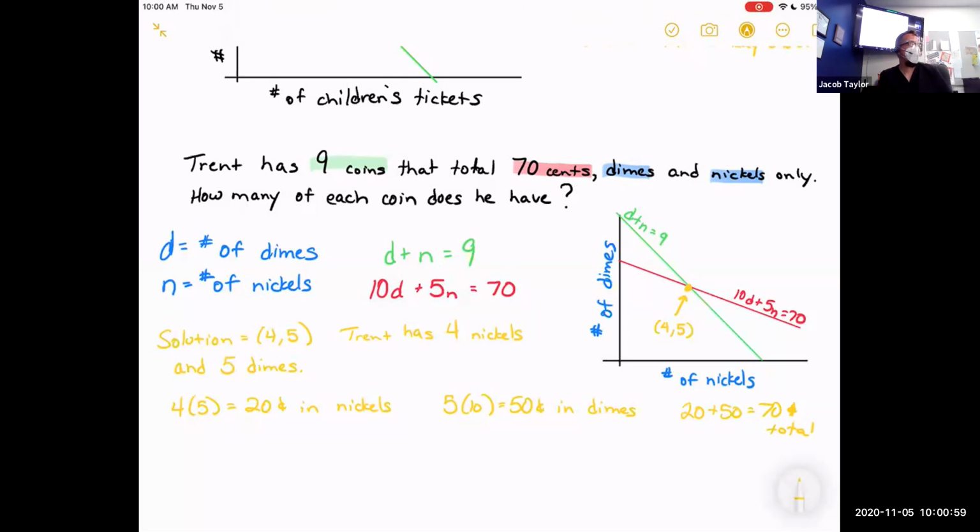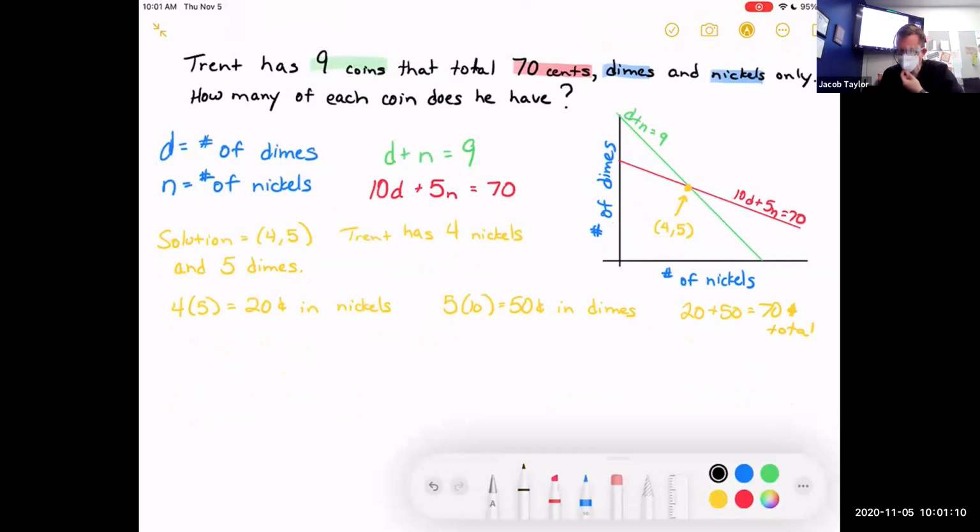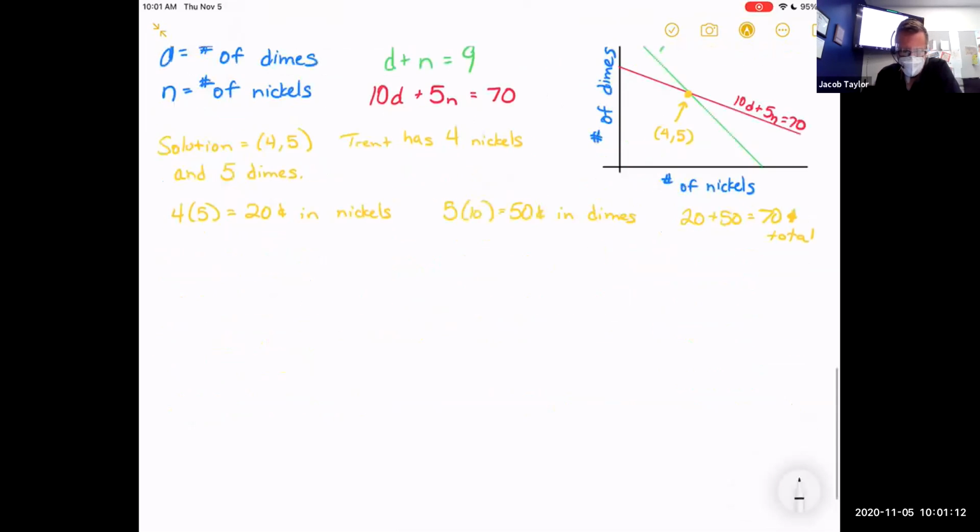So the bulk of this is write the equations and then interpret where the 2 lines intersect. Tomorrow, we're going to get deeper into how you find the intersection. Let's jump ahead to page 8, Leon comparing the cost of 2 cell phone plans. So comparing 2 cell phone plans.